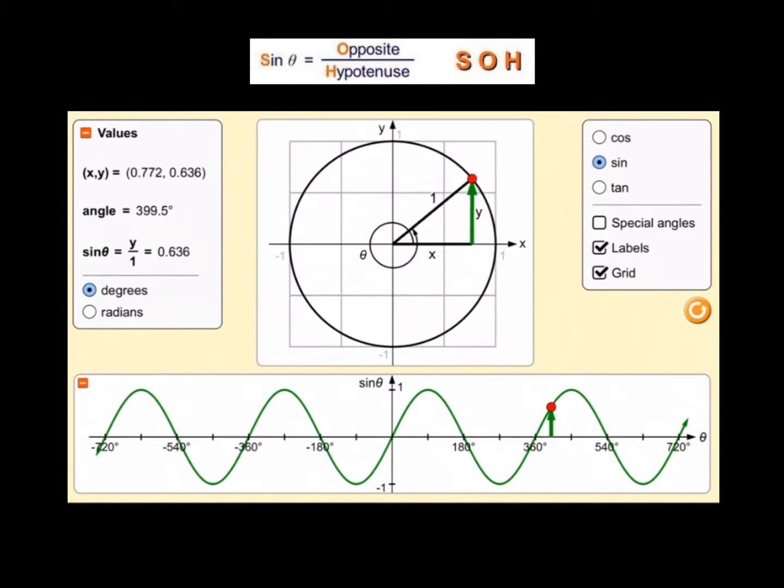Same thing as we go in the counterclockwise direction, that's the positive direction. And if we flip that back around the other way, in the clockwise direction, that's going in the negative direction. Again, always fluctuating between the negative 1 and positive 1, and we get the curved graph again.